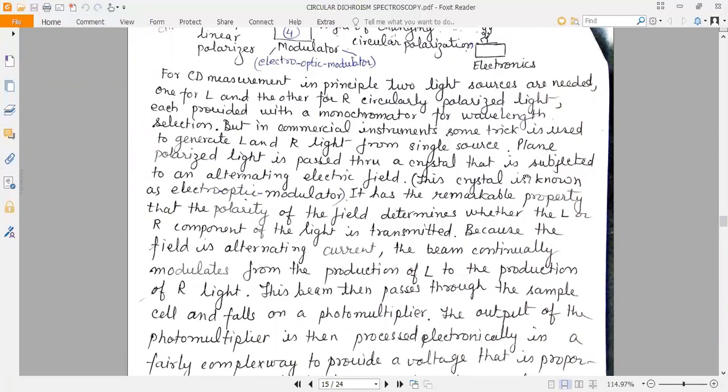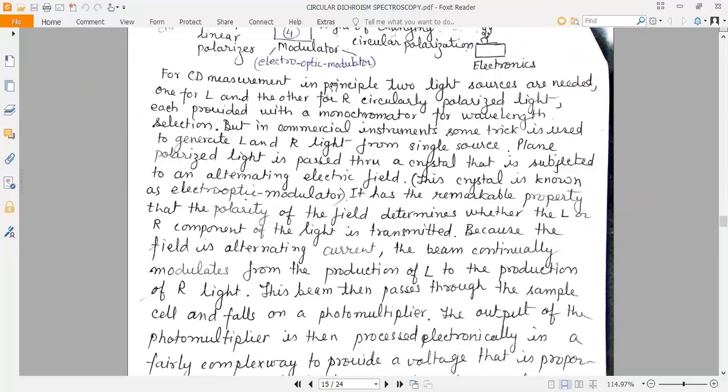Plain polarized light is passed through a crystal that is subjected to an alternating electric field. This crystal is known as electro-optic modulator. It has the remarkable property that the polarity of the field determines whether L or R component of light is transmitted. ये L और R दोनों को ट्रांसमिट कर लेता है.